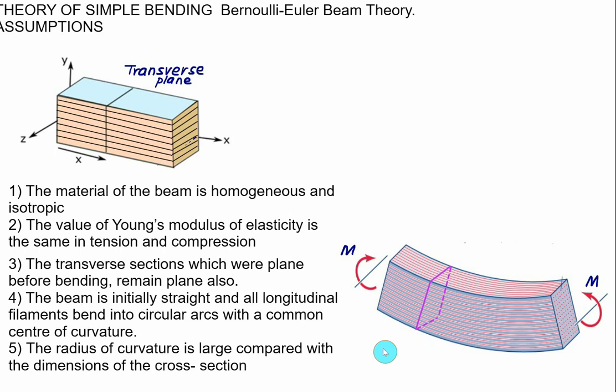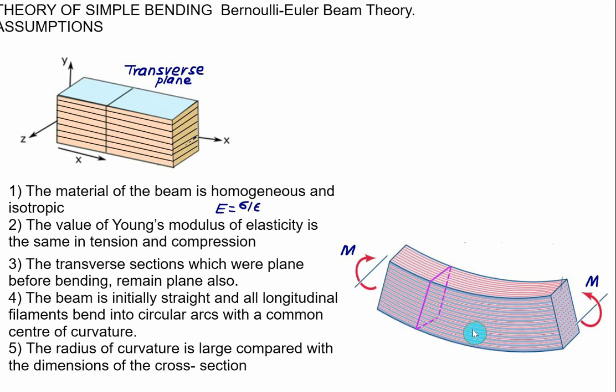And since there is a change in the length, the strain is produced, and once the strain is produced, then the stress is produced according to the equation of the Young modulus, which is given as stress divided by the strain. The beam is initially straight, and all the longitudinal filaments bend into a circular arc as you observed here.